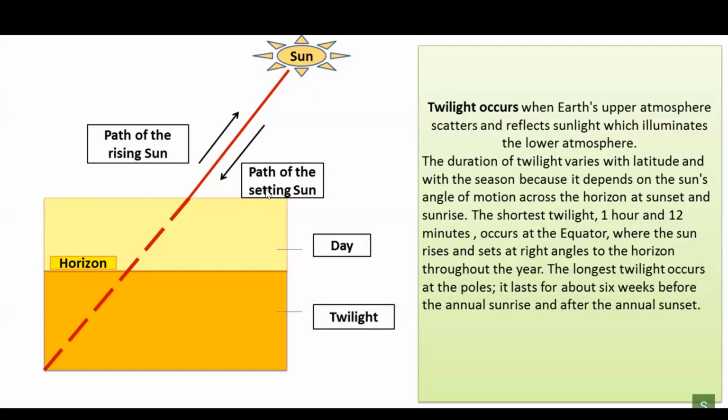The longest twilight occurs at the poles. It lasts for about 6 weeks before the annual sunrise and after the annual sunset.